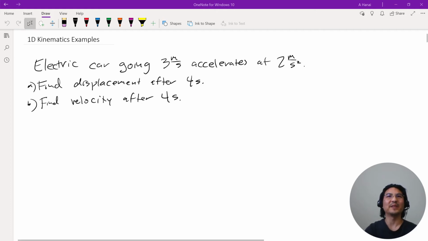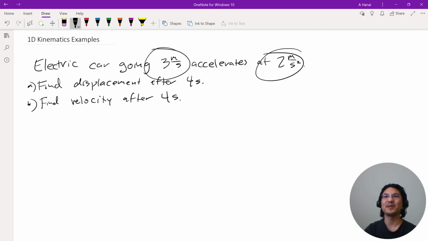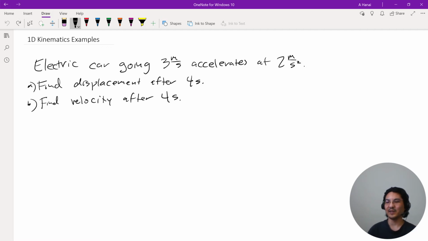So let's say you have an electric car and you're going this fast and you accelerate this much. And this is going to be common in the future, right? Electric cars. I mean, the technology is so advanced.